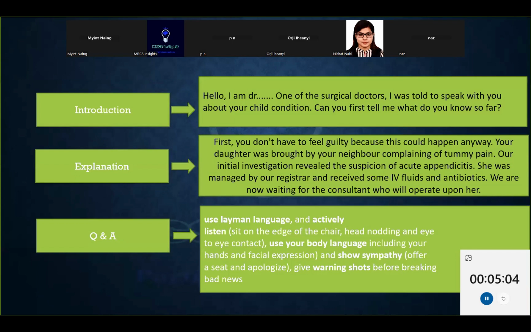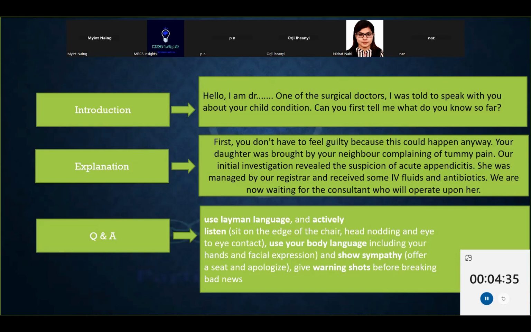Is there any way? Sorry, I couldn't hear you. Will the wound be disfiguring, doctor? Actually, we will cut the skin, so there will be a scar. But it depends on her condition. But we will try our best so that the scar will be small.